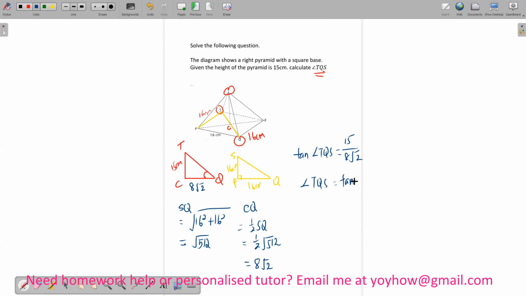In your calculator, you press this one, tan inverse. Then we have this. This is actually what you press in your calculator. But when we write our working, we will just need to write these steps here. Angle TQS equals to 52 degree and 58 minutes.